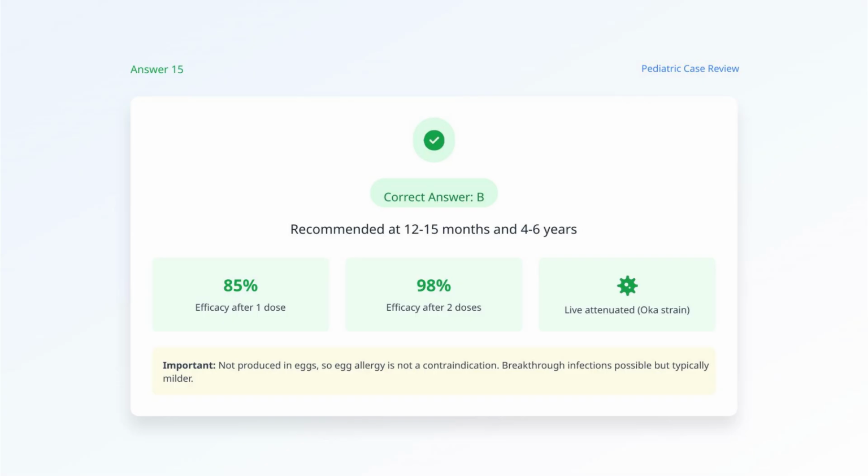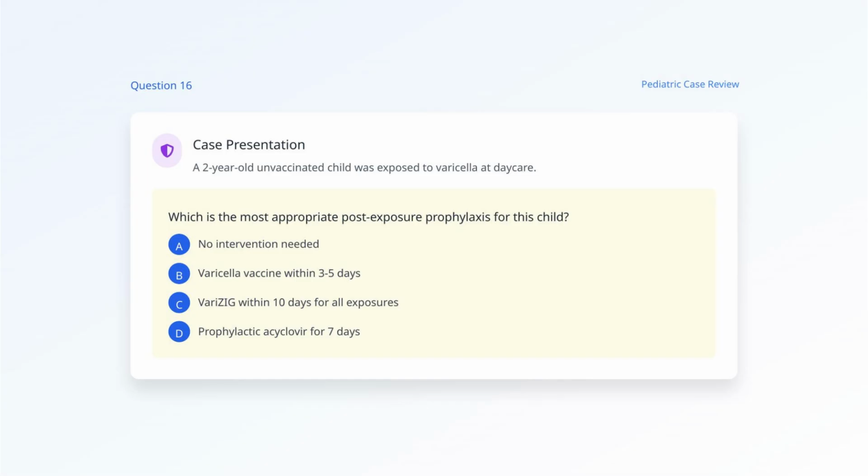This vaccine is approximately 85% effective after 1 dose and 98% effective after 2 doses in preventing disease. It's a live attenuated vaccine not produced in eggs, so egg allergy is not a contraindication. A 2-year-old unvaccinated child was exposed to varicella at daycare. Which is the most appropriate post-exposure prophylaxis for this child?